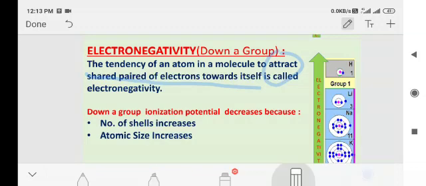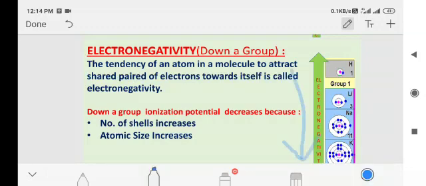Now we will discuss what happens to electronegativity while moving down a group. Look at this group. This is the first group in front of you. In this group, as you move down, just see the number of shells increases. This is the main point. Number of shells increases. If the number of shells increases, definitely atomic size increases. If atomic size increases, the nuclear distance, that means the distance from the nucleus to the last shell, increases.